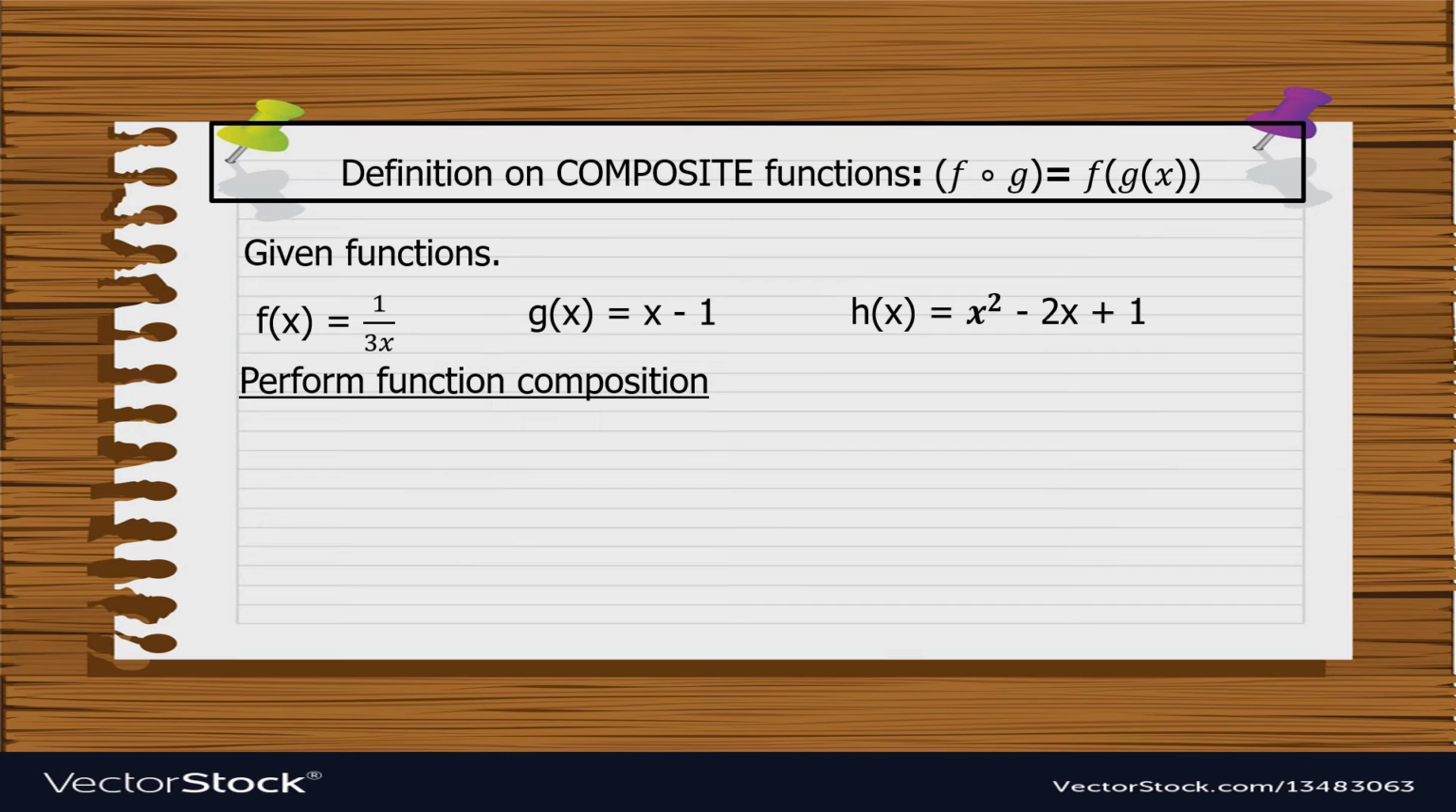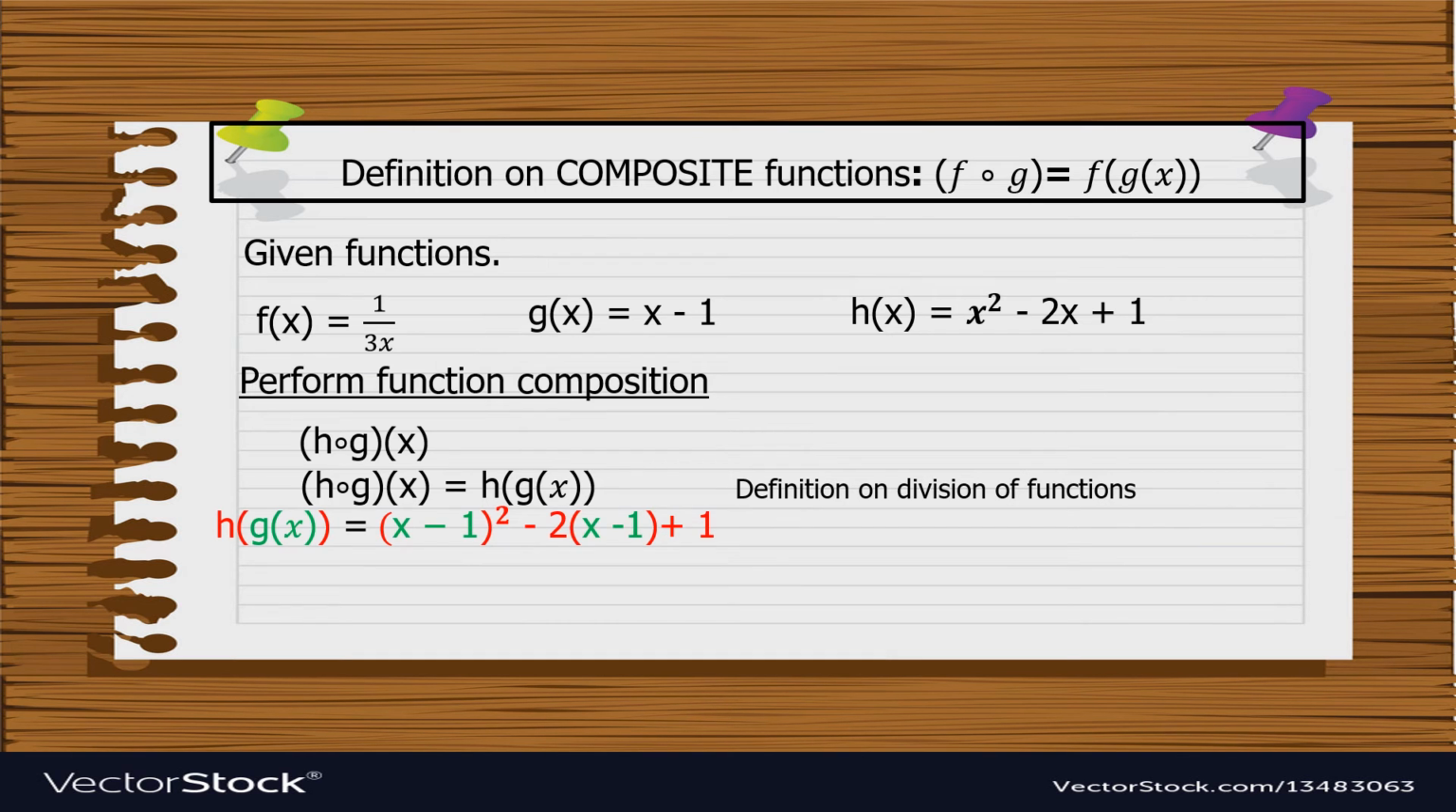Next task, another composition of functions. Find h composed with g of x. And we know that it is equivalent to h of g of x. And as you can see here, g of x will be our replacement value or the input value. So all the x variables in h will be replaced by g of x. So you will use h of x, and then all x variables will be replaced by x minus 1.